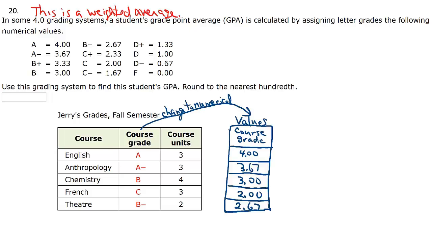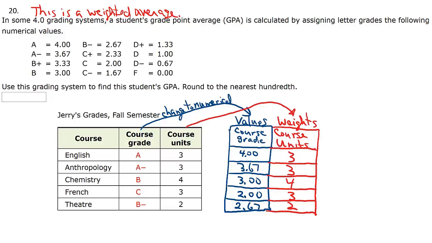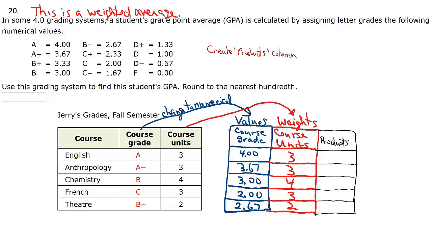So you want to first change all those course grades to their numerical values. The A becomes a 4.00, the A minus becomes a 3.67, the B becomes a 3.00, the C becomes a 2.00, and the B minus becomes a 2.67. I'm just going to copy the course units back beside it. Those are the weights. The credit hours for those courses are the weights. A bigger course unit value means that grade should count more. Once you do that, you want to create a products column, just as we've done before. Multiply across.